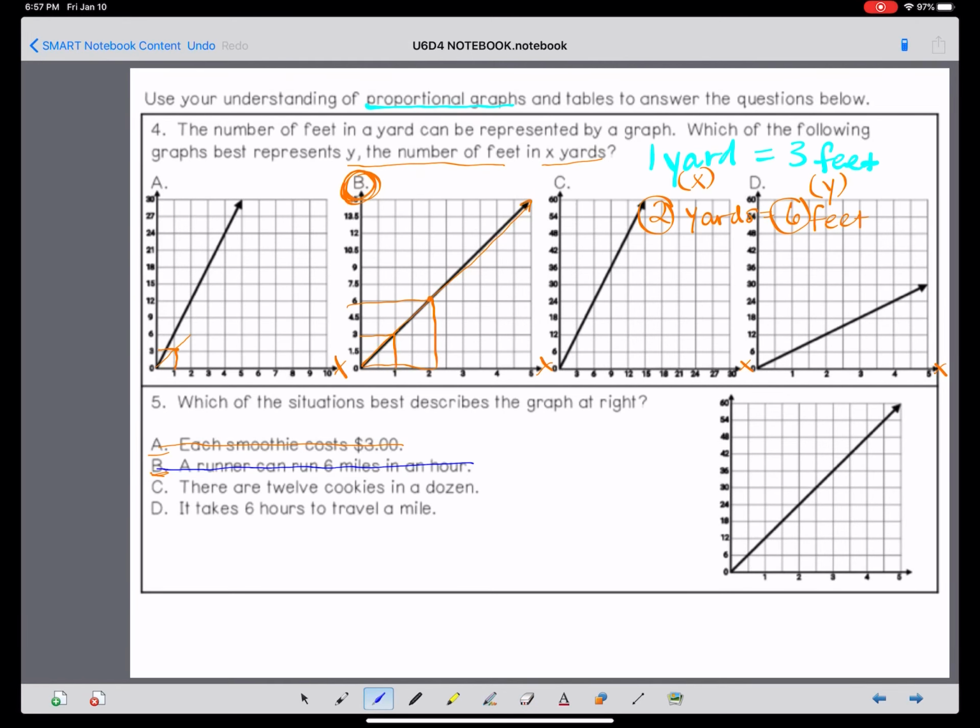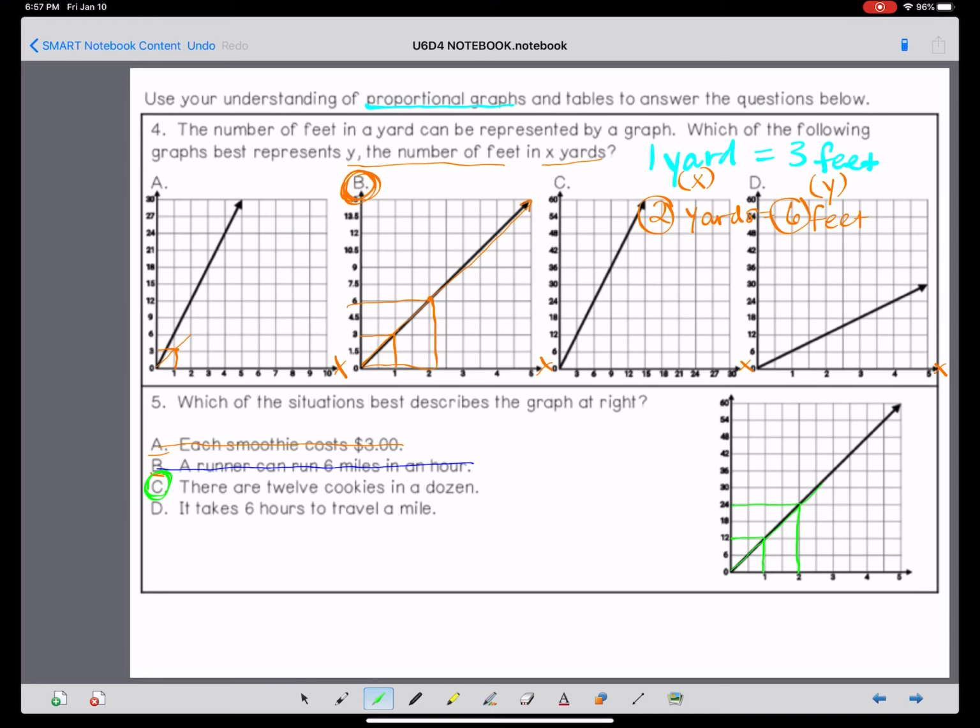There are 12 cookies in a dozen. Let's see, 12 cookies in 1 dozen. That's correct. What if I doubled the recipe and I had 24 cookies? That would be 2 dozen. Yes, that's correct, and this graph passes right through both of those points. So let's go ahead and say C is the answer.